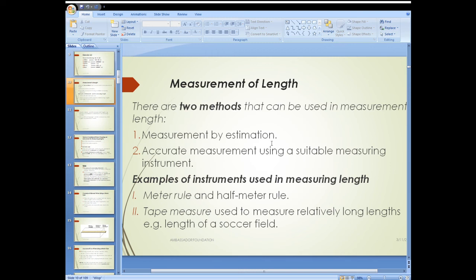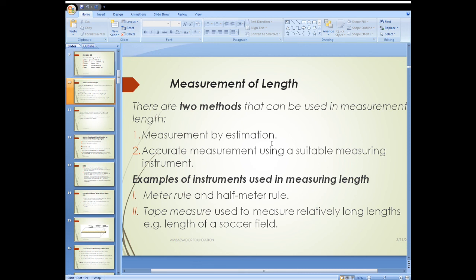Now, I want us to see how length is measured. We can measure length by estimation, and we can measure it accurately by use of measuring instruments. So there are two methods, by estimation and accurate measurement. We have 4 instruments that we can use to measure length accurately. Then from there, we will now see how each is used.